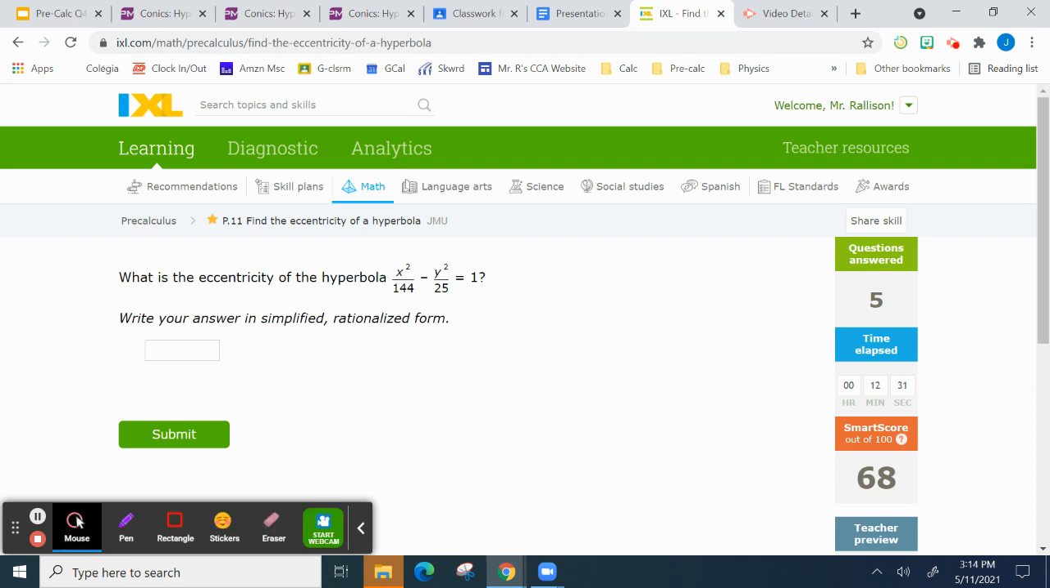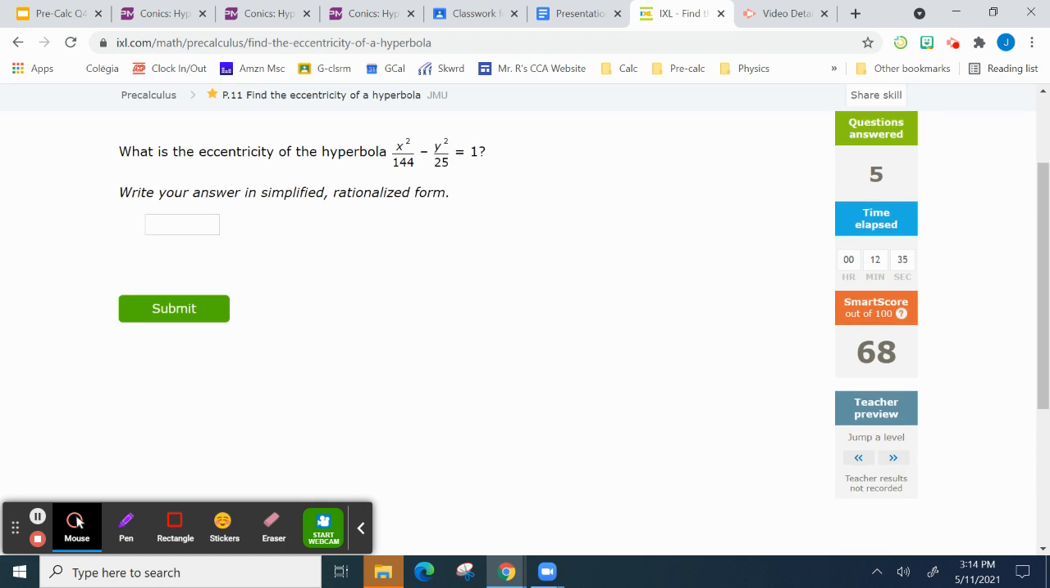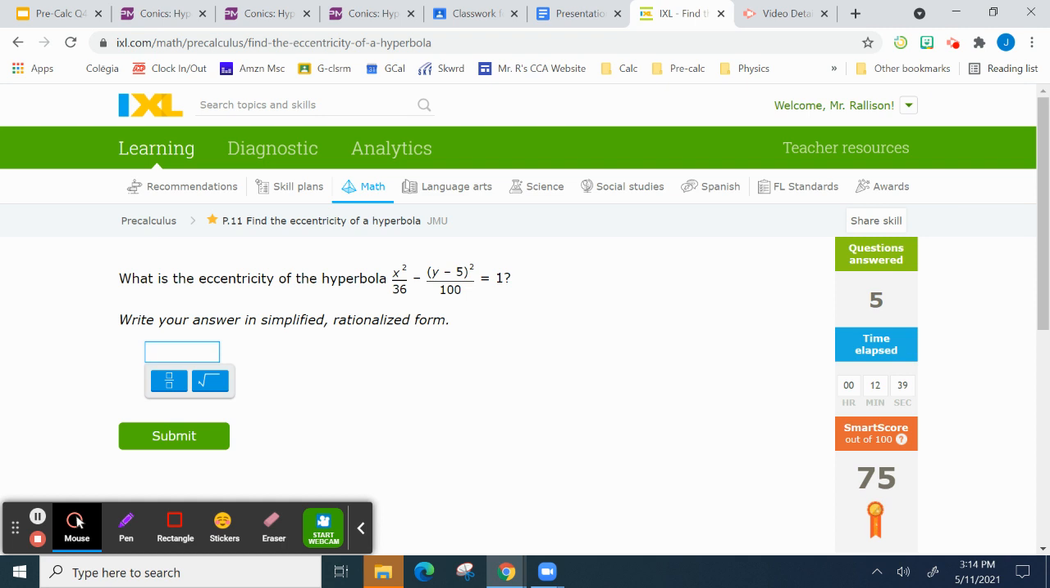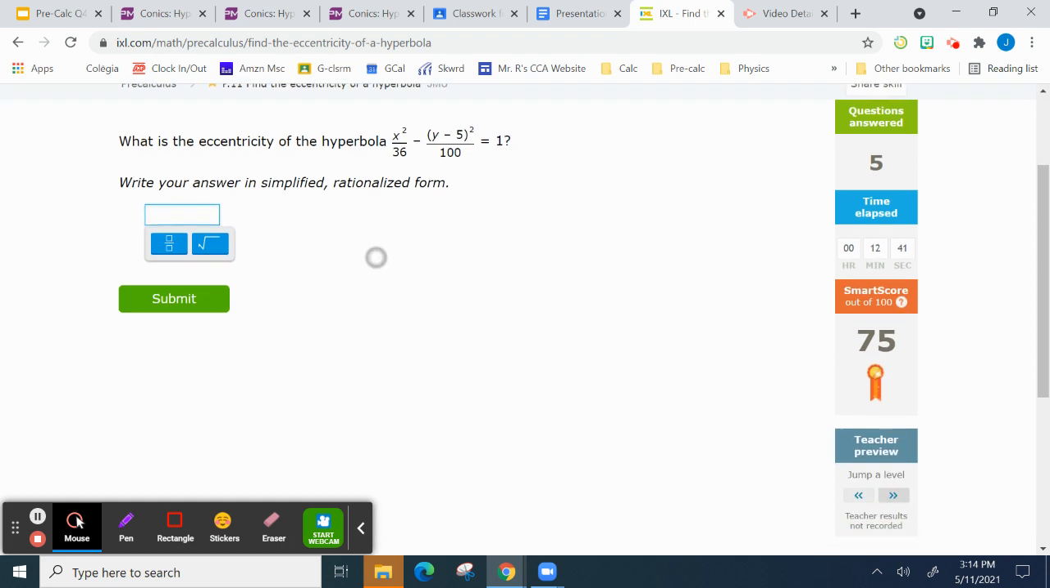Let's jump a level. See how that's exactly the same problem? They're all going to start to look the same. Okay, here's one where the center is no longer 0, 0. So let's just do this one, shall we?